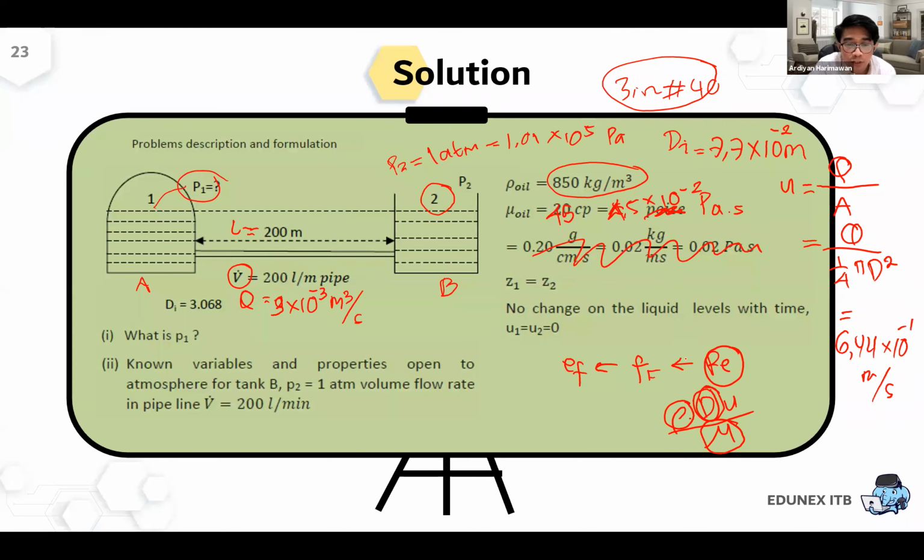Okay, now you already have the value of the density, 850. The diameter is 7.7 times 10 to the power of minus 2. The velocity is 6.44 times 10 to the power of minus 1, divided by the mu. Mu is 4.5 times 10 to the power of minus 2. So you can calculate how much is the Reynolds number. Please do the calculation.